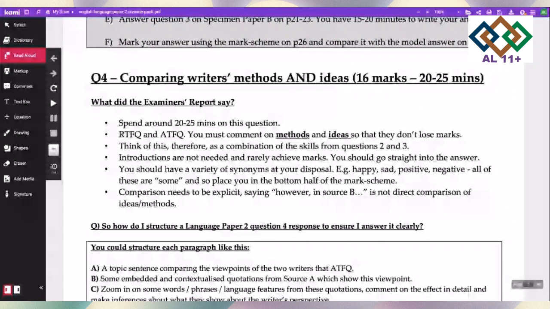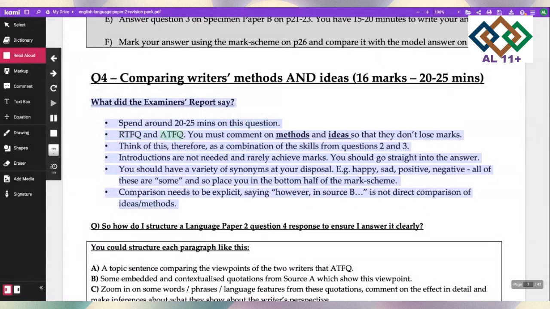Now you need to compare writer's methods and ideas. That's question number 4. You're normally given 16 marks for that, and you need to spend around 20 to 25 minutes. What did the examiner's report say? Spend around 20 to 25 minutes on this question.